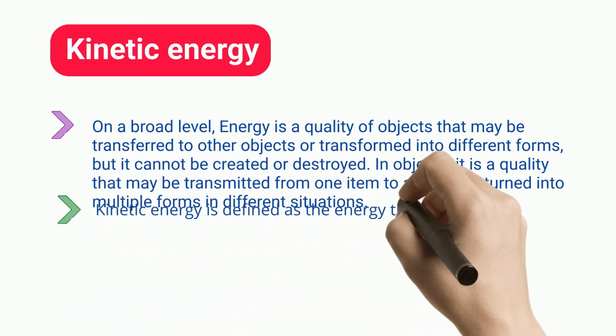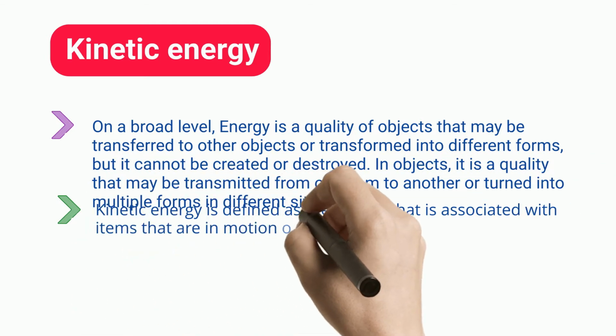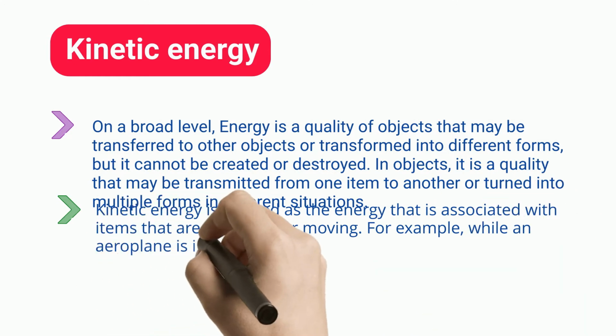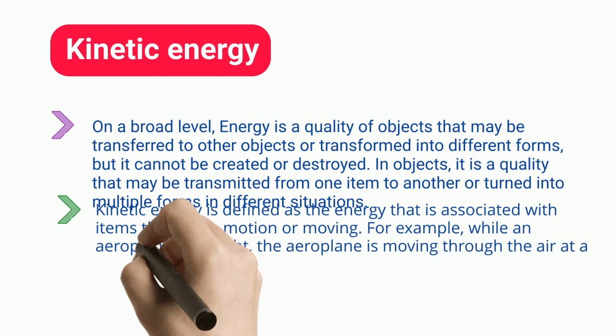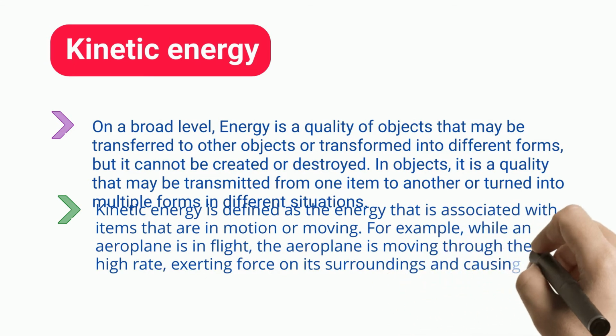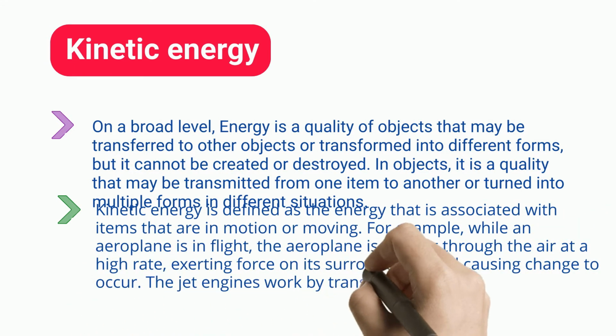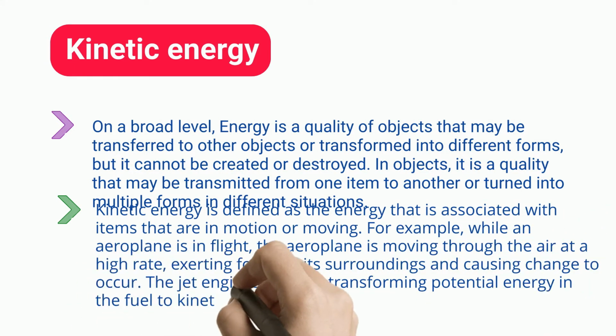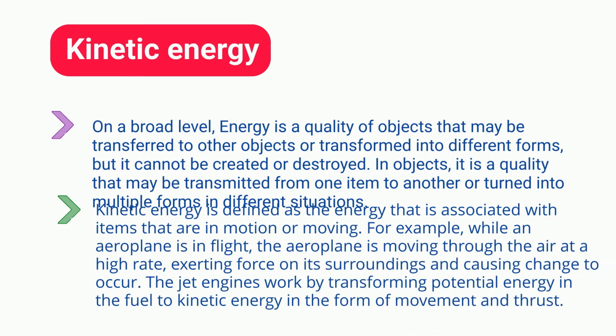Kinetic energy is defined as the energy that is associated with items that are in motion or moving. For example, while an aeroplane is in flight, the aeroplane is moving through the air at a high rate, exerting force on its surroundings and causing change to occur. The jet engines work by transforming potential energy in the fuel to kinetic energy in the form of movement and thrust.